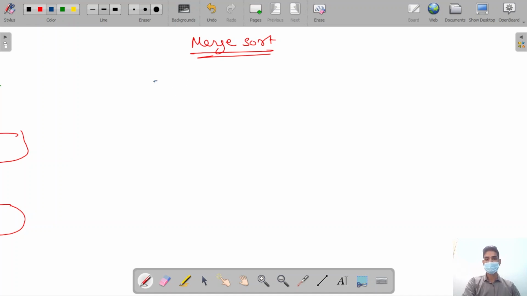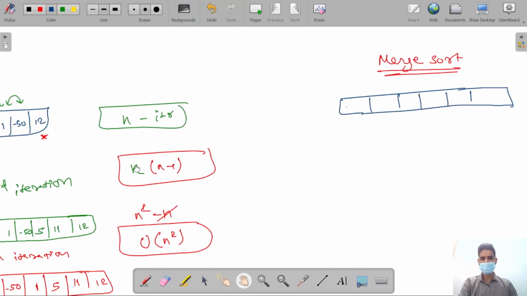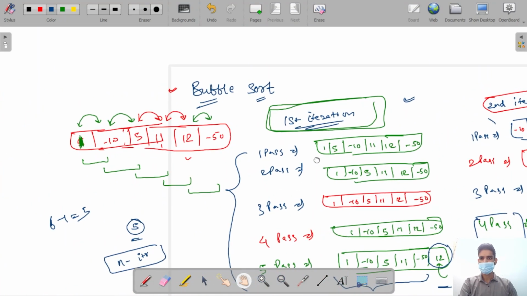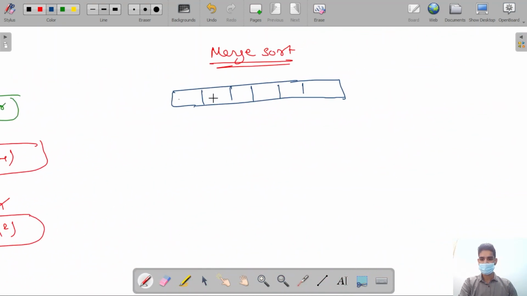Let's say we have an array, 1, 2, 3, 4, 5, 6, the same array. Should we take the same array? We can take 1, minus 10, 5, 11, 12, minus 50. Okay, we have taken the same array. What we have to do?